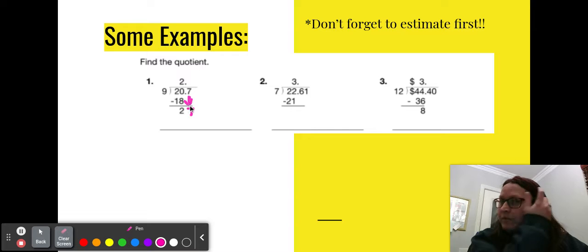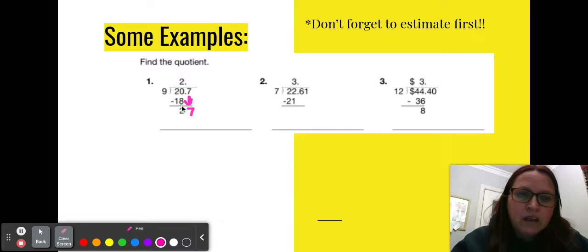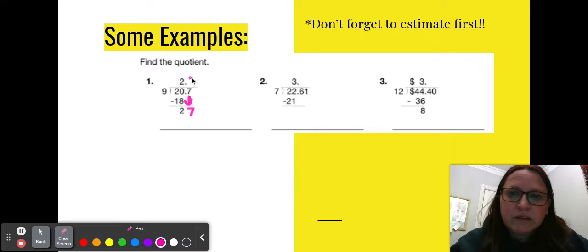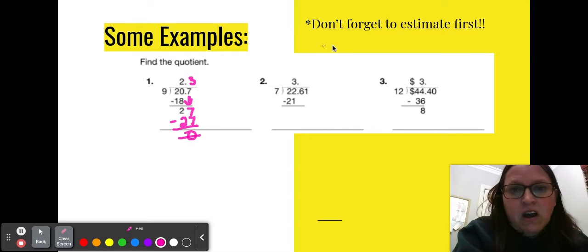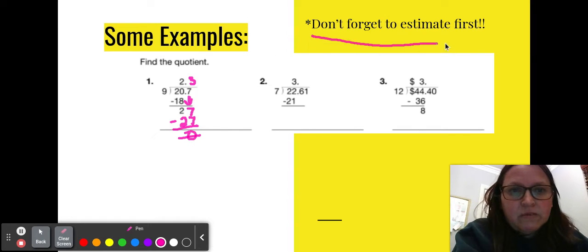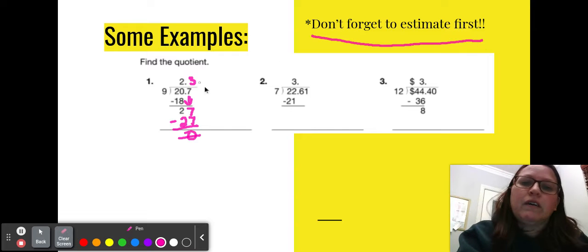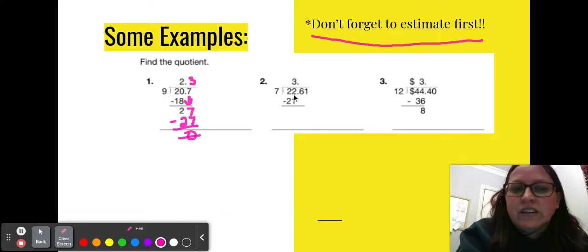And so how many times does 9 go into 27? 9 goes into 27 3 times. 3 times 9 is 27. 27 minus 27 is 0. And now I am done with this problem. One thing I forgot: don't forget to estimate first. So if I'm looking at this, 7 into 22. Well, I know 7 goes into 21 3 times. So my answer will be 3 point something.